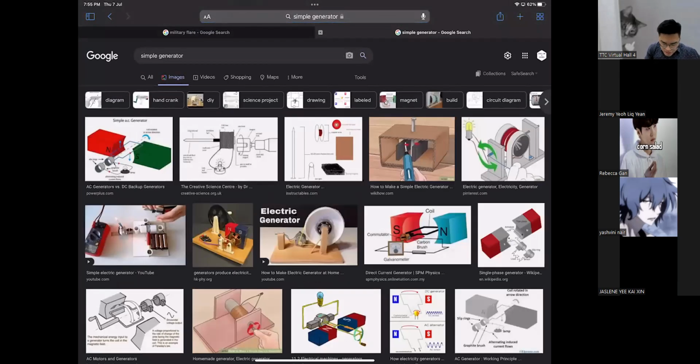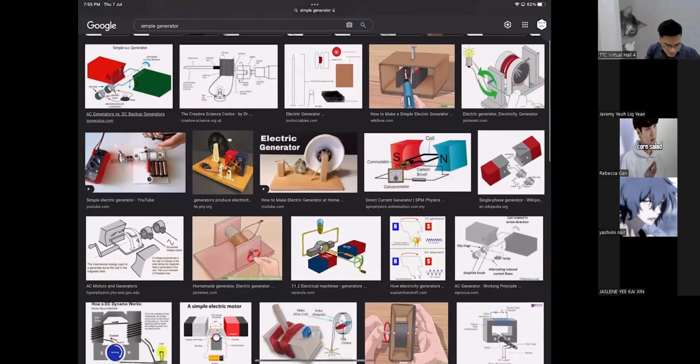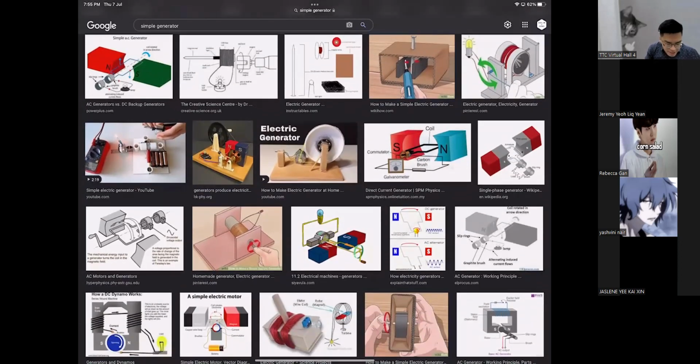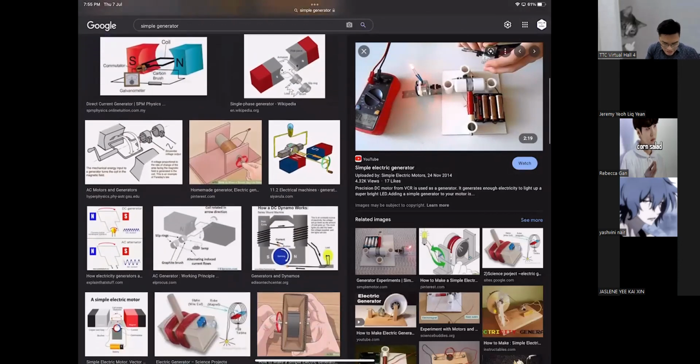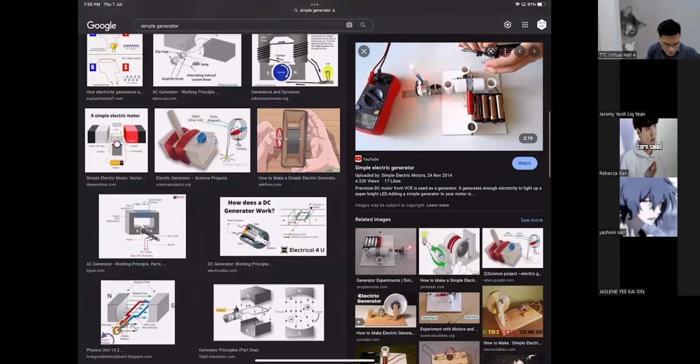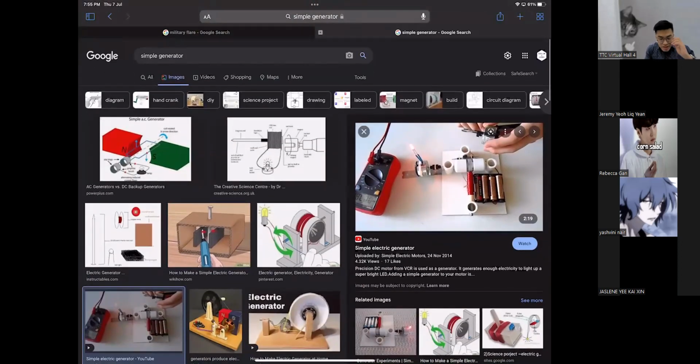Hey, it looks like this. You see, you just need to turn this thing, and then you will see light. Can you see? You can turn it, and then you will get electricity. This is your generator. You might say, sir, this is a small one. What about a big one?